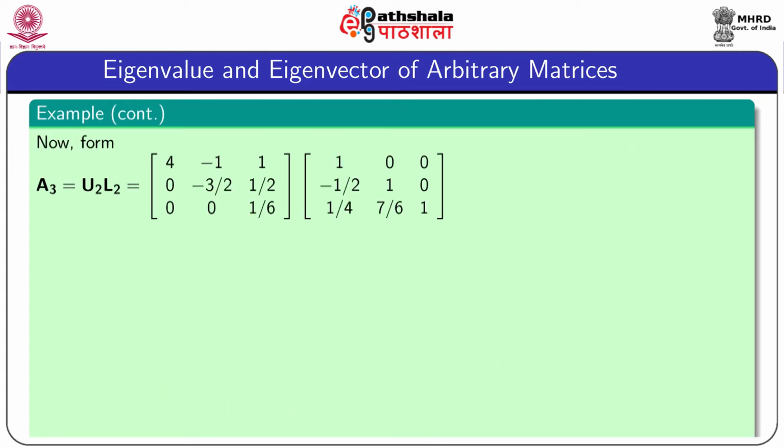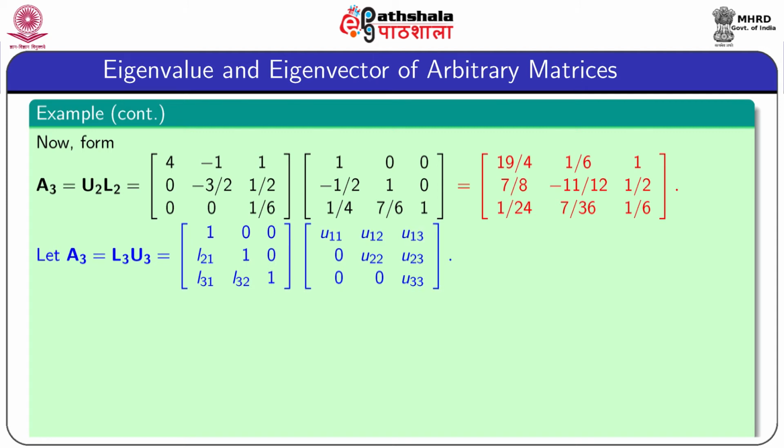Now, we form the third matrix A3 equal to U2 into L2, which is equal to, the first one is the upper triangular matrix, the first row is 4, minus 1, 1, second row is 0, minus 3 by 2, half, third row is 0, 0, 1 by 6, and the lower triangular matrix is 1, 0, 0, minus half, 1, 0, third row is 1 by 4, 7 by 6, 1. After multiplication it becomes a 3 by 3 matrix.